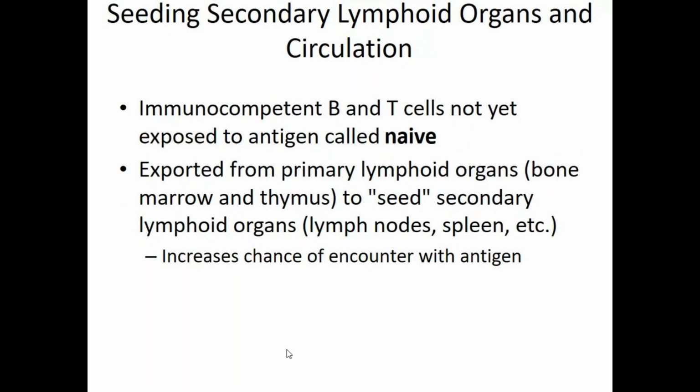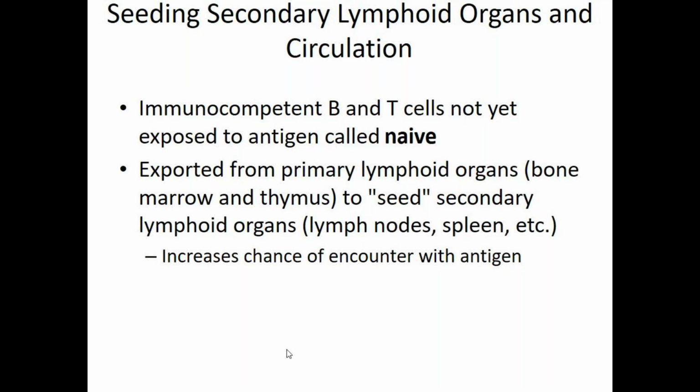So at this point, we have our B cells and our T cells. They've been educated. They have their degree, so to speak. They've marched down the aisle and gotten their sheepskin. But they have no practical experience. They are naive, just like a recent college graduate. They have no work experience. So they have to go out and get that work experience.